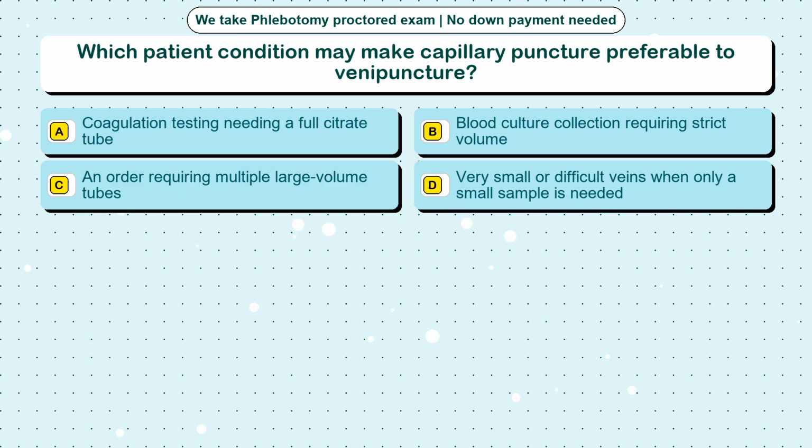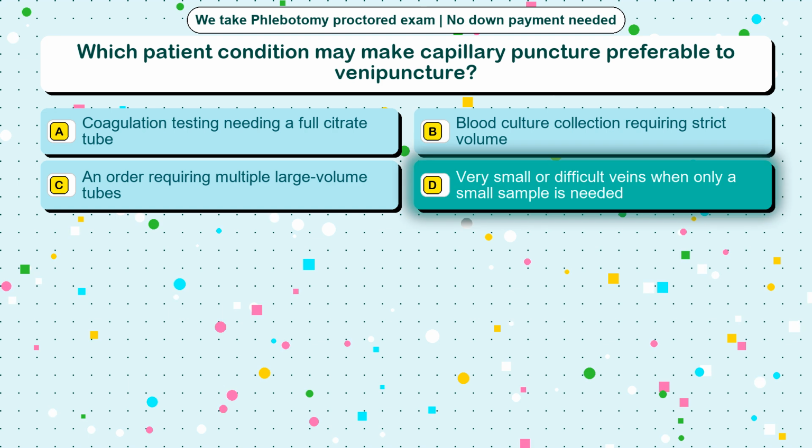Question 2. Which patient condition may make capillary puncture preferable to venipuncture? Option A. Coagulation testing needing a full citrate tube. Option B. Blood culture collection requiring strict volume. Option C. An order requiring multiple large volume tubes. Option D. Very small or difficult veins when only a small sample is needed.